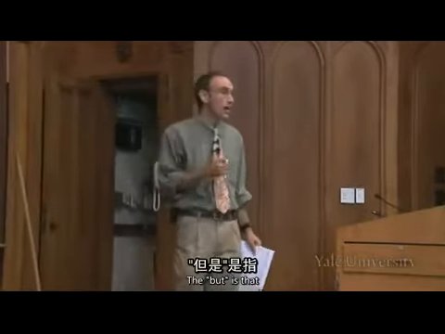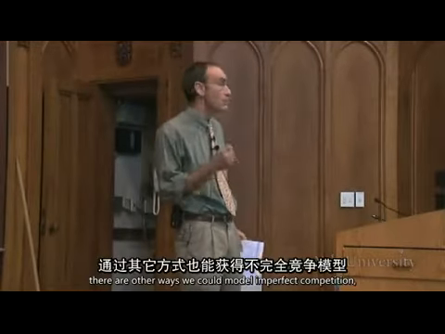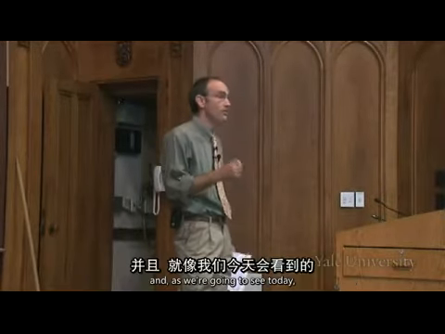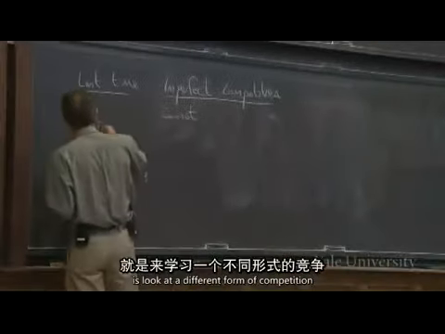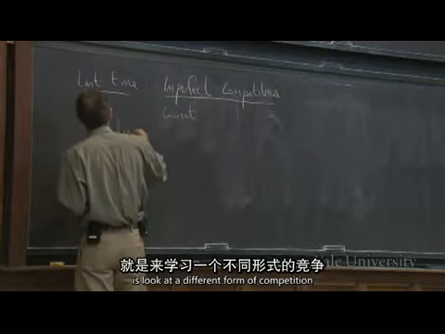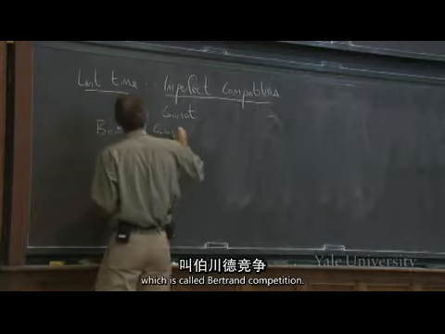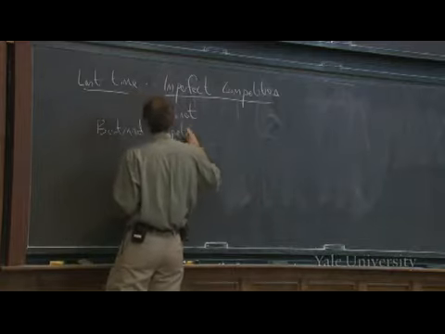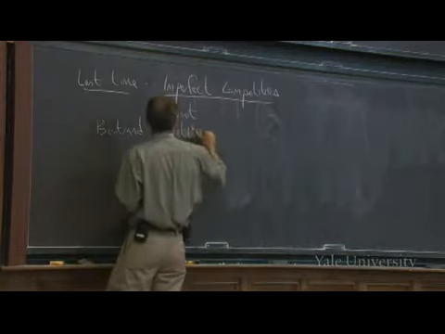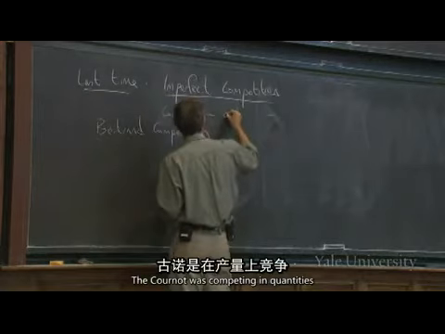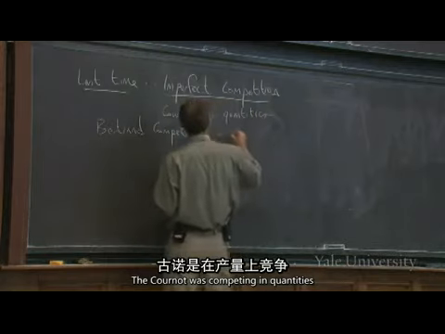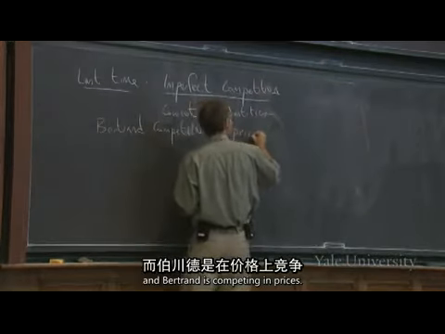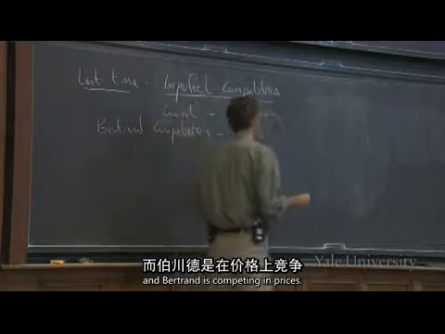But, what's the but? The but is that there are other ways we could model imperfect competition, and as we're going to see today, they yield different answers. So the first thing we're going to do today is look at a different form of competition, which is called Bertrand competition. So Cournot was competing in quantities, and Bertrand is competing in prices.